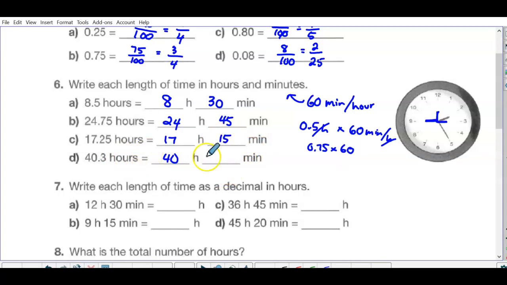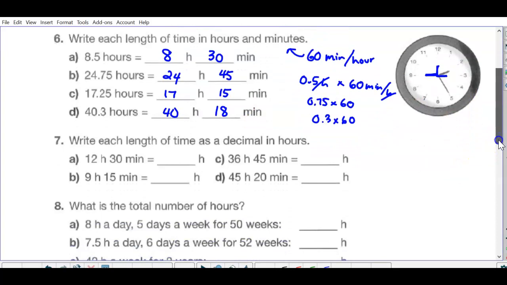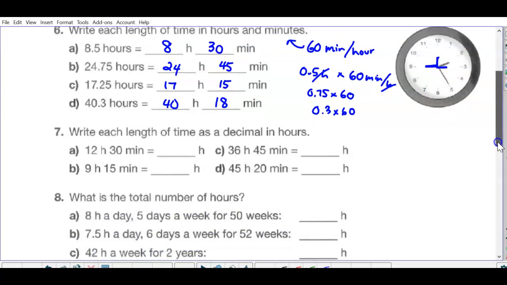0.3 of an hour, maybe you don't think about that as much. 0.3 times 60, that's 3 times 60 is 180. Move the decimal one to the left, it's 18. Or you can do it on your calculator. Okay? So then here, convert back.